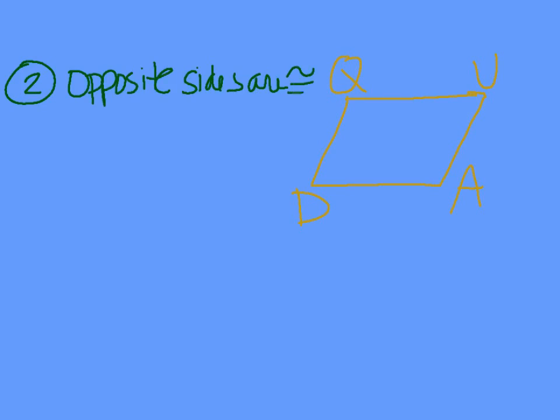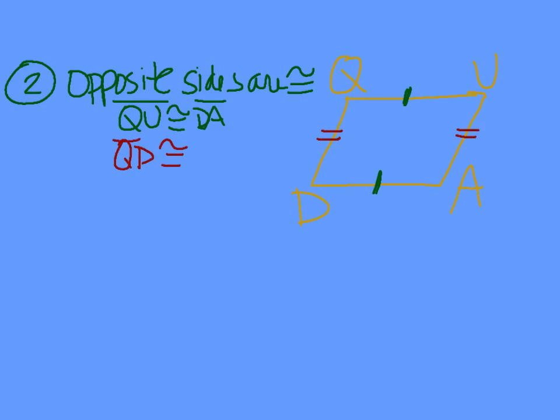Alright, so the second property is also about the sides. So not only are they parallel, but the opposite sides are equal. So opposite sides are congruent. So that means that QU and DA are equal to each other, and the other side would also be equal to each other. So QD would be equal to UA. And so remember, we would mark those with 2 slashes and 1 slash.